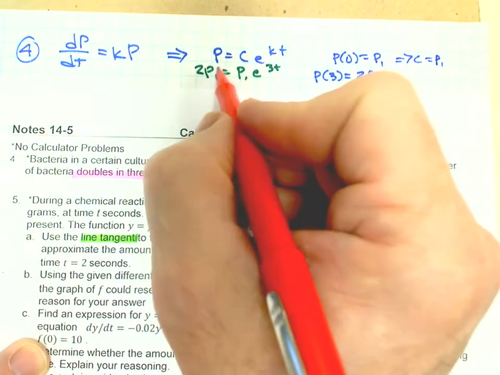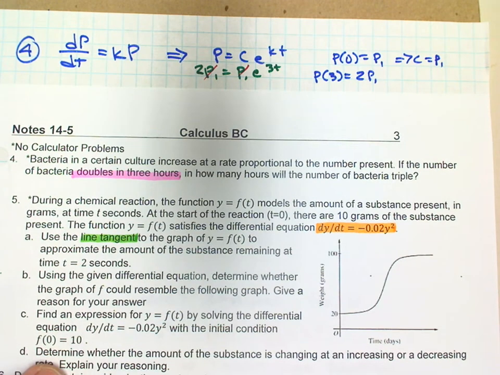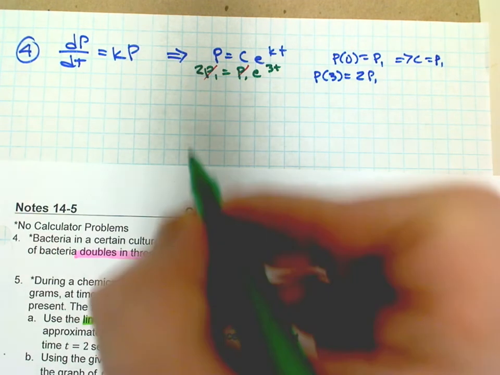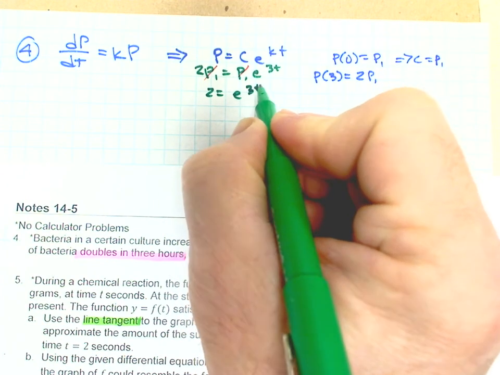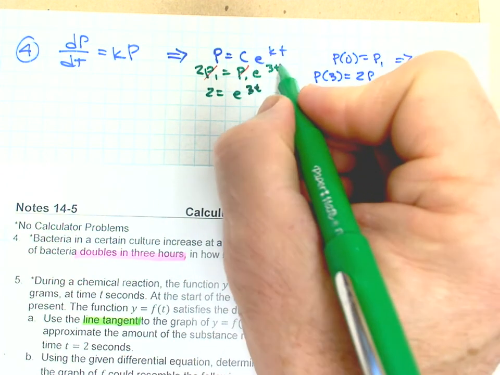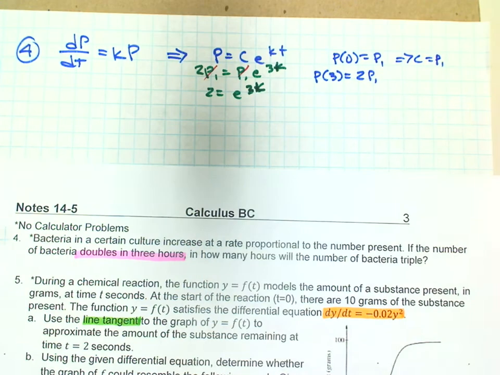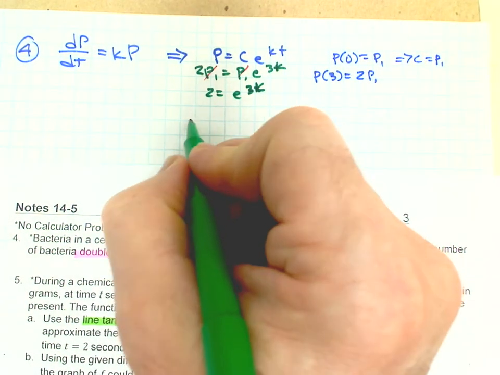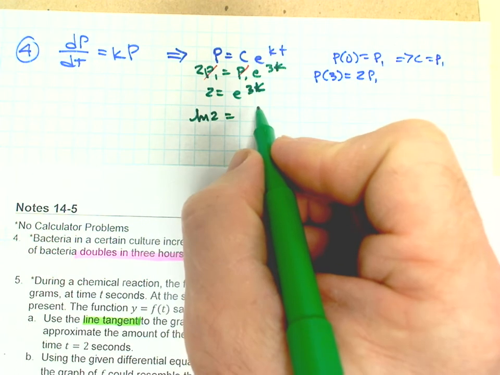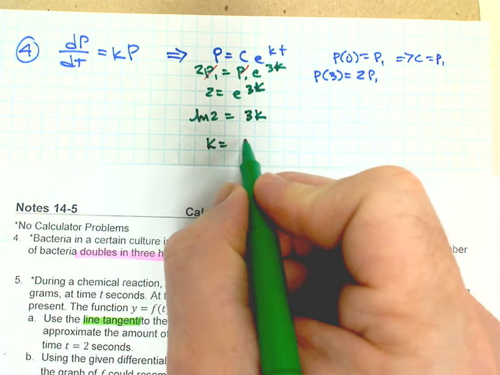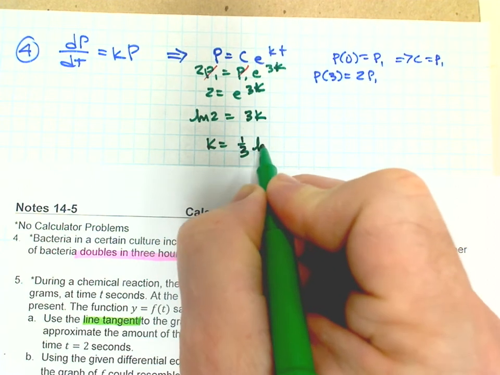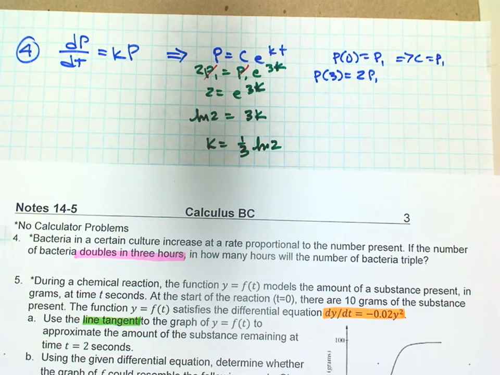I can quickly just divide both sides by the P, and I'll have 2 equals e to the 3 times, oops, this should be a k, times k. Take the natural log of both sides. The natural log of 2 will equal 3k, which means k will equal 1/3 the natural log of 2. Okay. In how many hours will the number of bacteria triple?